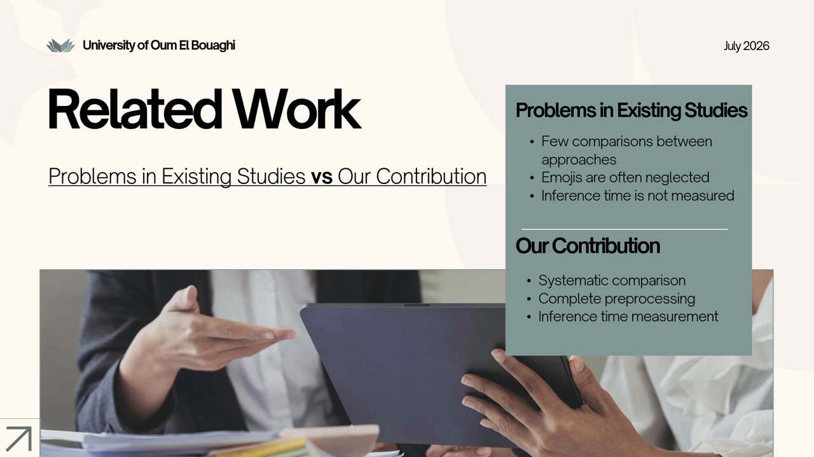So basically, what are the problems in existing studies? First, there are few comparisons between approaches. There isn't really a rigorous comparison study. Secondly, emojis, special characters, symbols and so on are often neglected. They treat just clean text, which is not the case in real life, as you all know. And finally, inference time is not measured, which is really important since this system should be applied in real time.